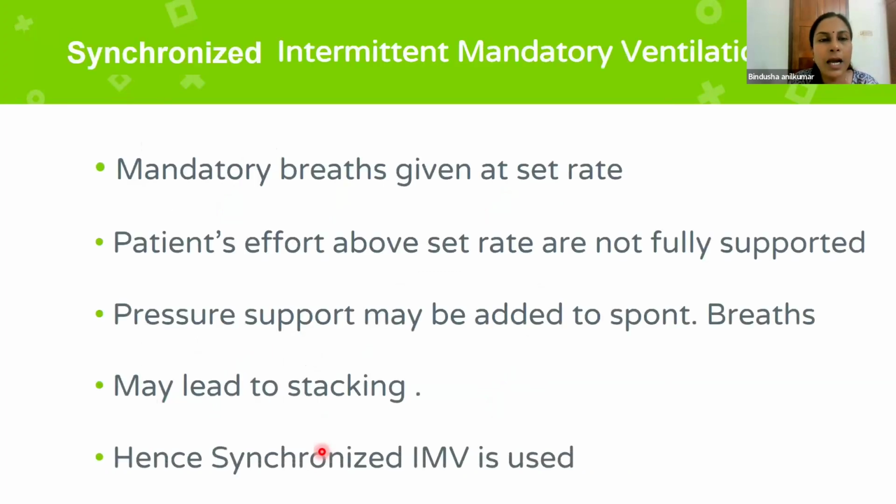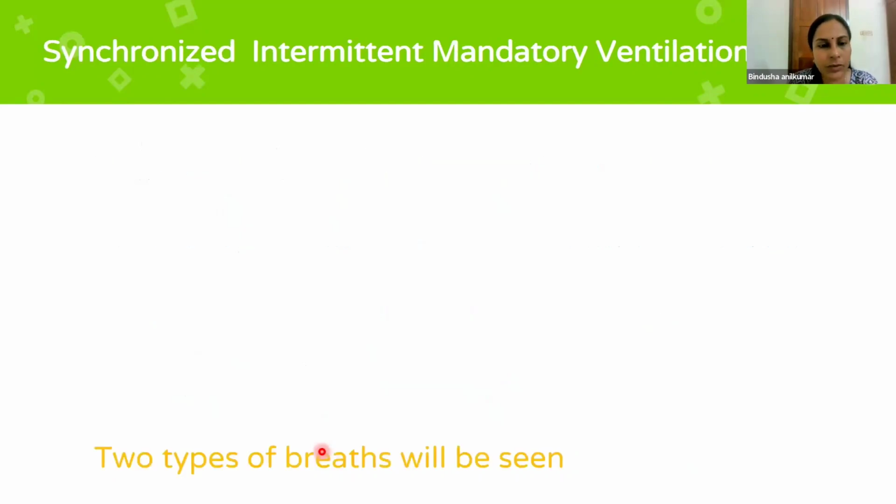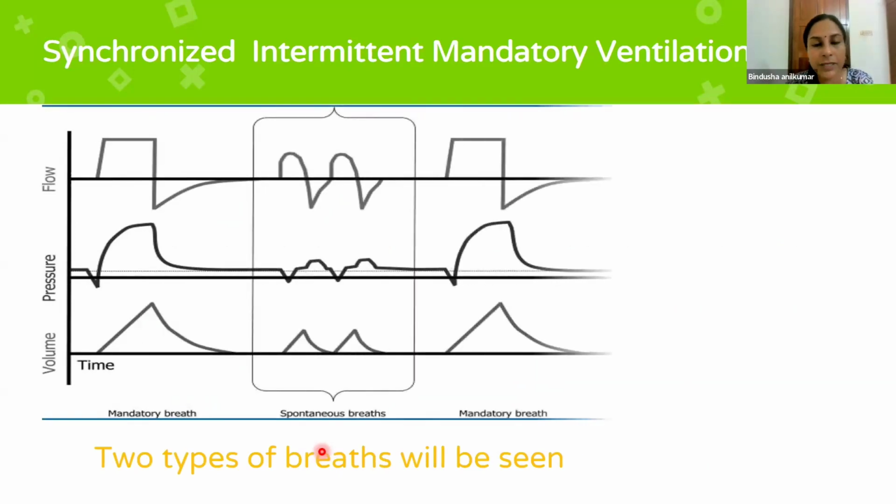Okay. Now we are going to the second mode, that is the synchronized intermittent mandatory ventilation or SIMV. Here the mandatory breaths are given at a set rate, and the patient's efforts above the set rate are not fully supported. The pressure support only may be delivered. Okay, so I'll just show you the picture, then you will be able to understand. So this is the picture of a SIMV.